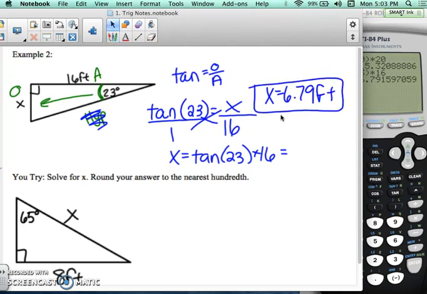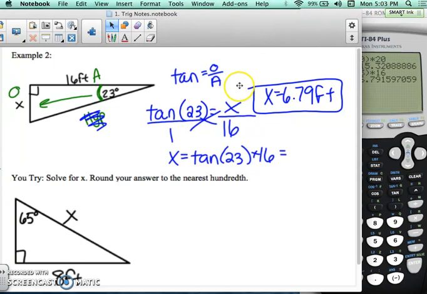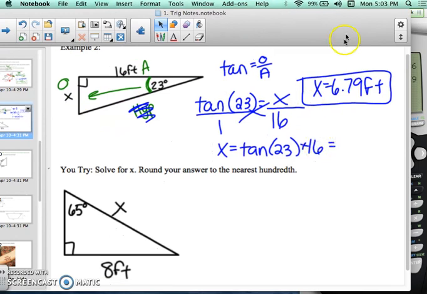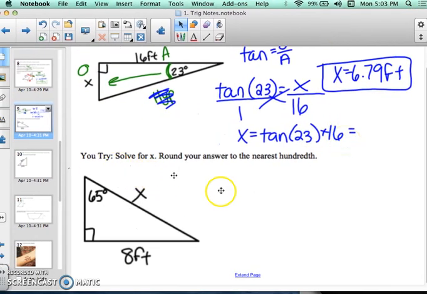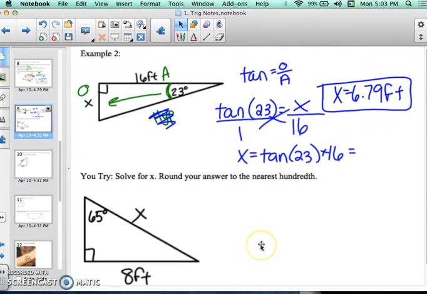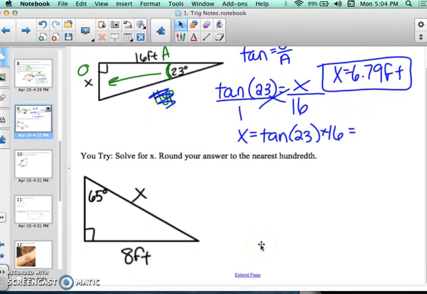Okay, so that makes sense. That side definitely looks smaller than 16. Cool. All right, let's try one more. Actually, it says you try, but I'm totally going to try with you because it's a little bit different.